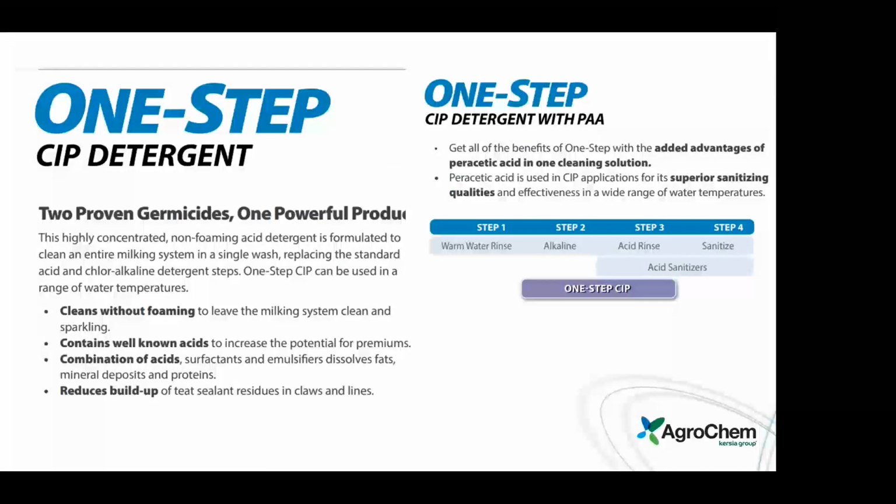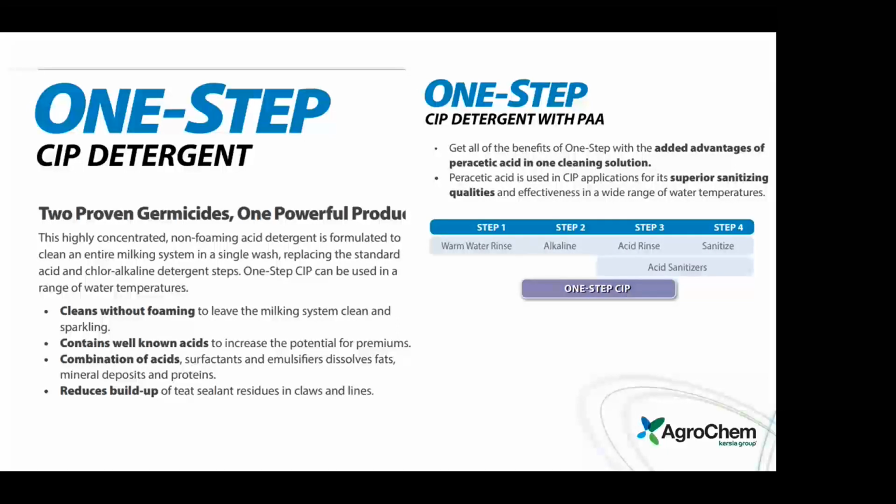We have the one-step CIP detergent. Two proven germicides, one powerful product, a concentrated non-foaming acid detergent formulated to clean the entire system in a single wash, replacing standard acid and the chlorine alkaline detergent steps into one. So we're cleaning without foaming.